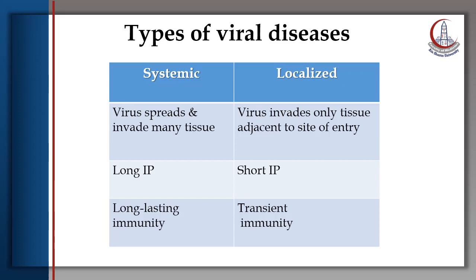Types of viral disease. There are systemic diseases or localized disease. In the systemic disease, the virus spreads and invades many tissues. Localized disease, from its name, invades only the tissue adjacent to the site of entry. Incubation period in case of systemic is long, and the localized is short. As regards the immunity, the systemic produces long-lasting immunity, while the localized produces transient immunity.